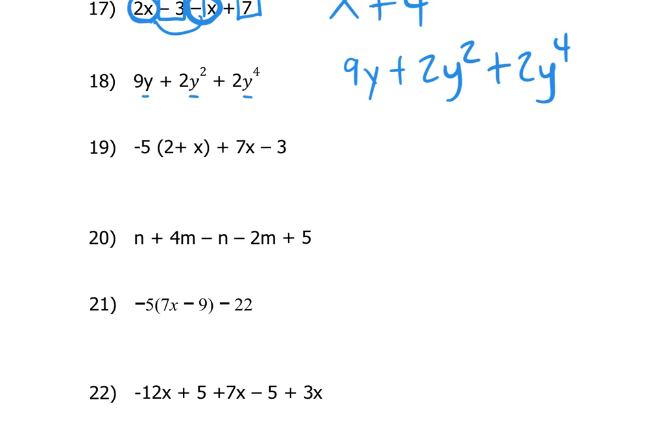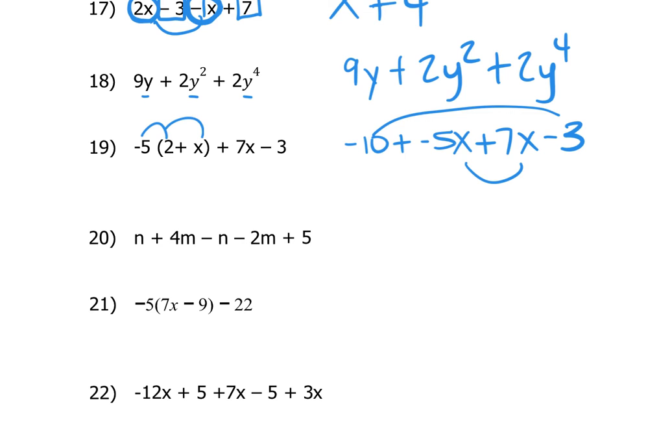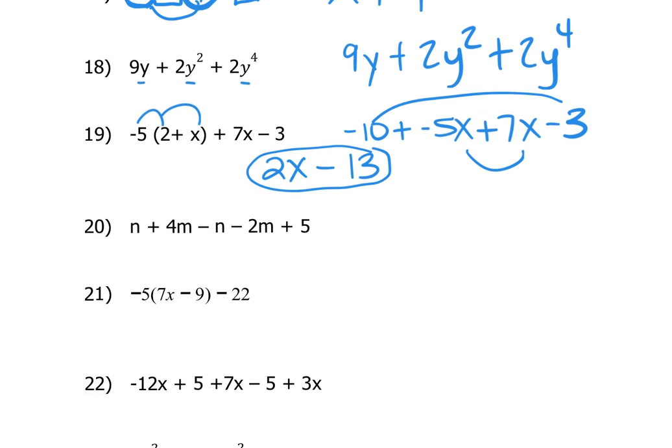Number 19, before you can combine like terms, you have to get rid of the parentheses by distributing. So we'll distribute the negative 5 to the 2 and the x. That'll give us negative 10 plus negative 5x. We'll bring down the rest. From there, we'll combine our like terms. We'll put the x's together and the constants together. A negative 5x and 7x will give us 2x, and a negative 10 and a negative 3 will give us a negative or minus 13. And so that would be our final simplified answer.